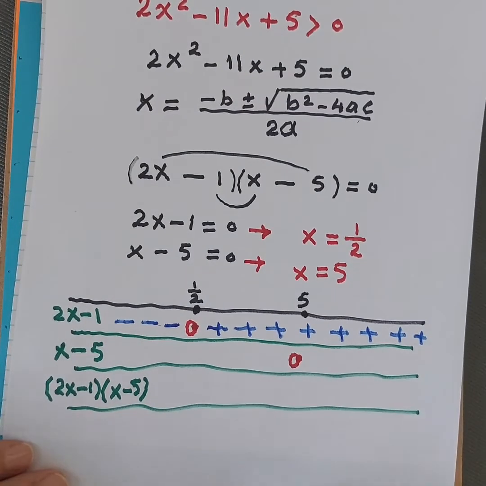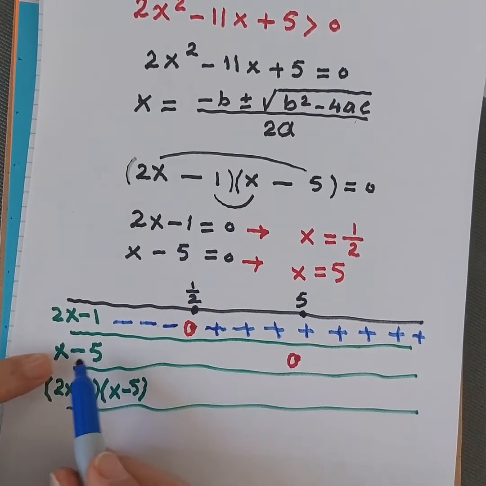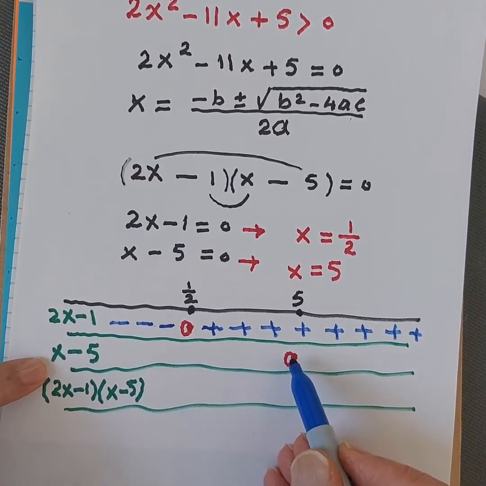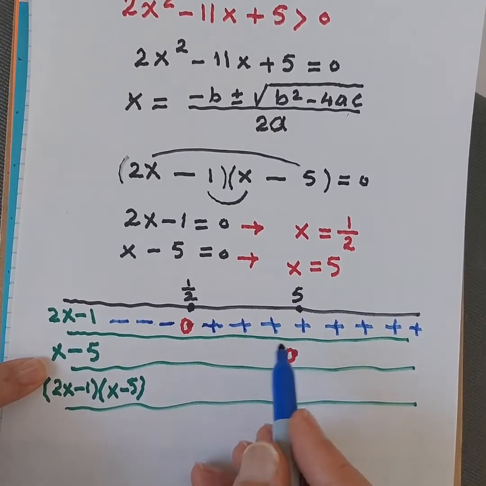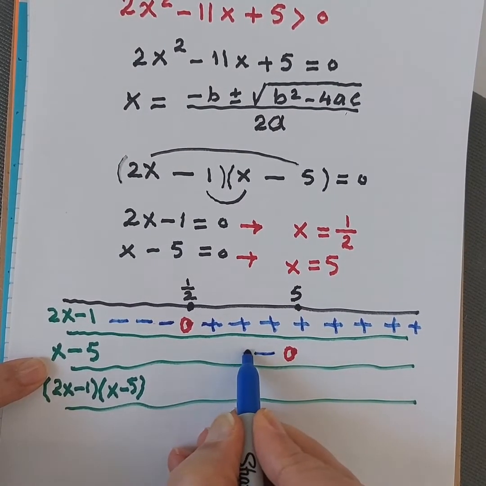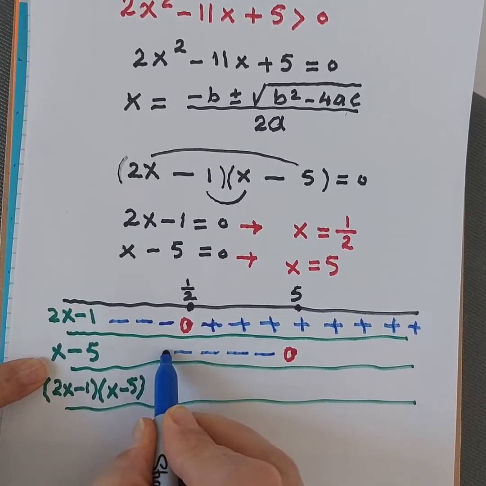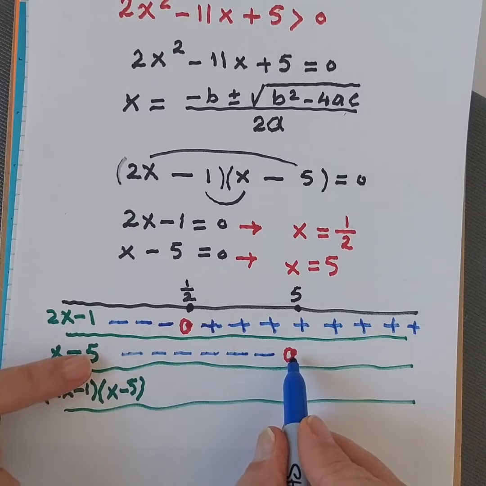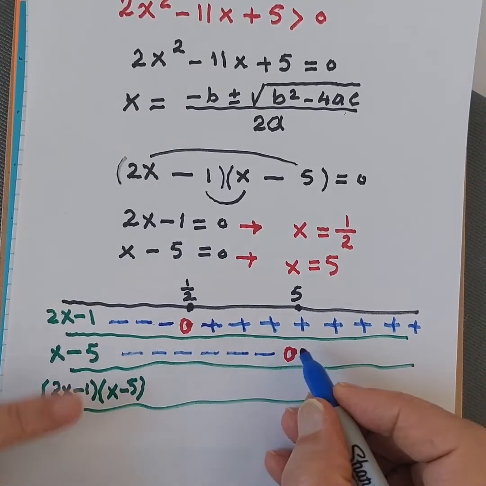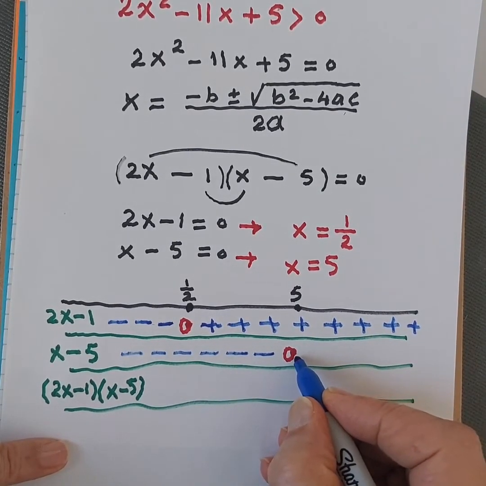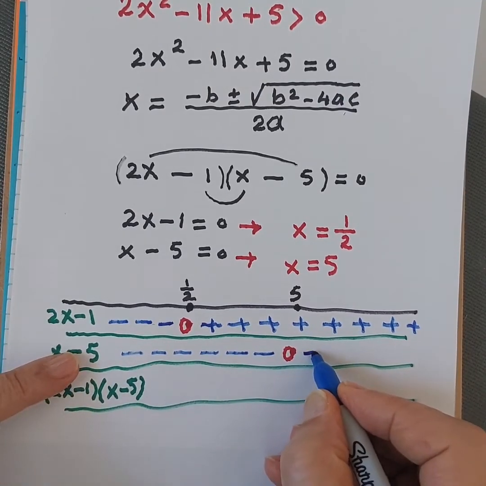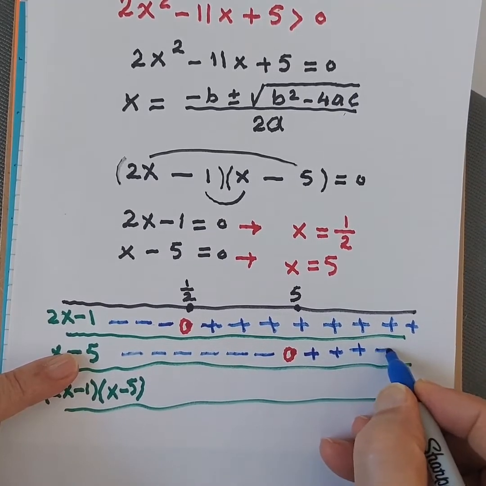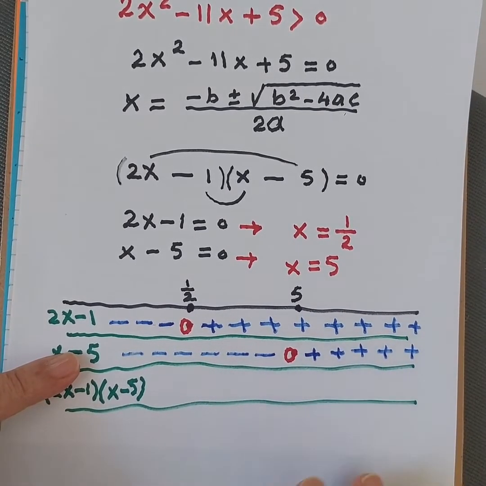Okay? Again, we will do the same here. For the 0 of this factor, we represent 0, and before the 0, it is negative all the way from negative infinity till the 5, I mean. And after this point, it will change into positive. You see?